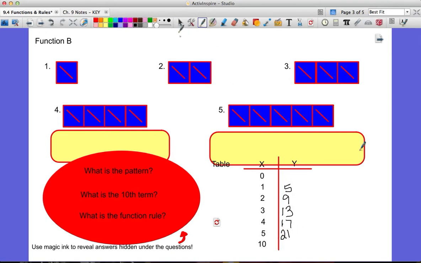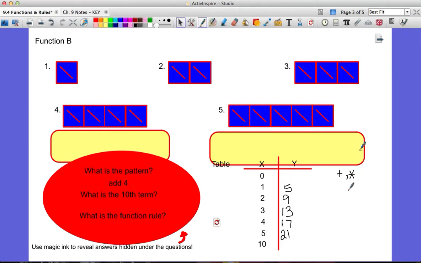Perfect. So we said that our pattern was plus 4, and that was how we were able to get the next two figures. So now we are going to figure out what the function rule is. I know that to go from 1 to 5, I either need to add, or I need to multiply, or I need to do both.